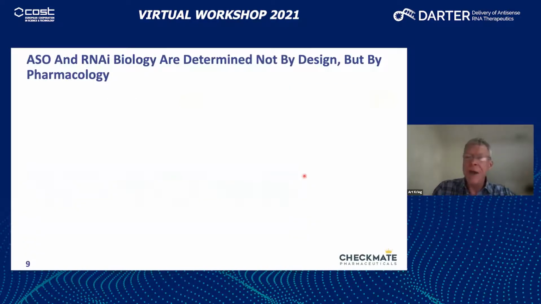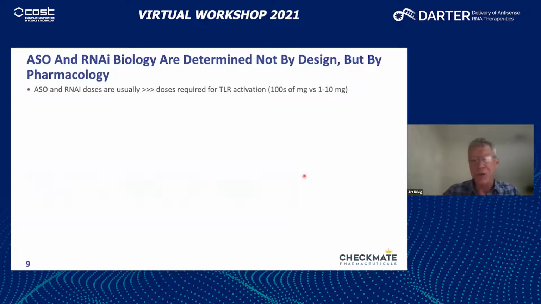Now, when you design an ASO or an siRNA, of course, you're really not intending to activate these receptors. And so I just think, again, it's important to stress these points that ASO and RNA doses are usually way above the doses that are required for TLR activation. At least if you're using typical gapmers, you may be giving a patient hundreds of milligrams versus an adjuvant dose of a CpG DNA in a vaccine may be just 1 to 3 milligrams. So you're way above the dose at which activation of these TLRs typically occurs.